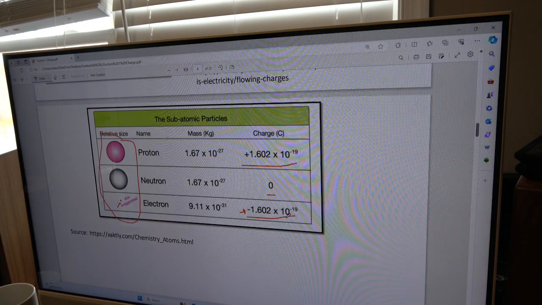But these are the quantized elementary charges right here. They don't change. That's what an electron has, that's what a proton has. It ain't going to change. These are charges in coulombs. So the important thing is that we're mostly going to talk about electrons from here on out, because that's what carries the charge. It's a charge carrier.